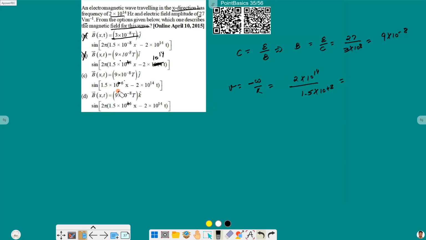Now if we look at option C, then we will have 2 into 10 raised to power 14 divided by 1.5 into 10 raised to power plus 6. So this will be 20 by 15, that will be 4 by 3 into 10 raised to power 6.